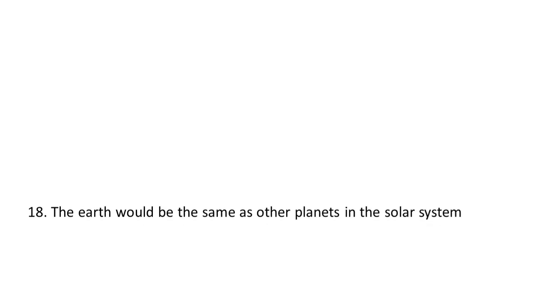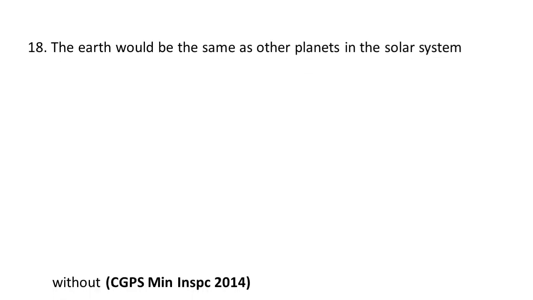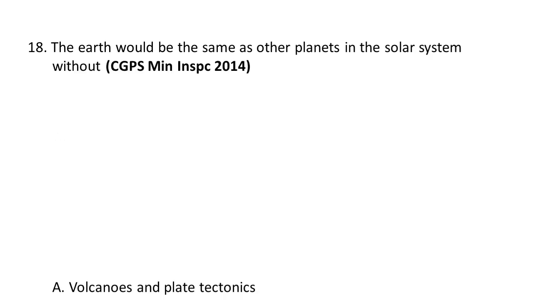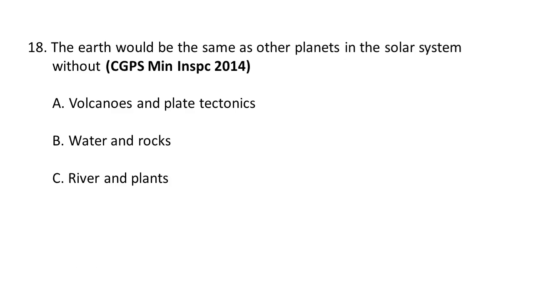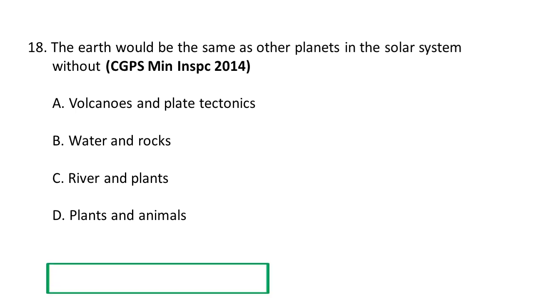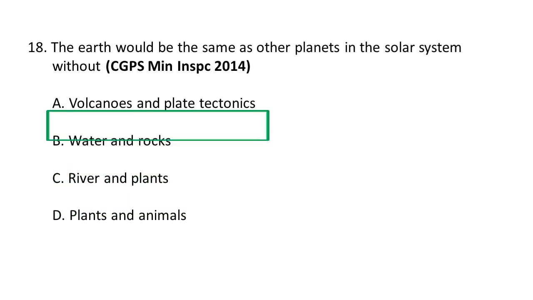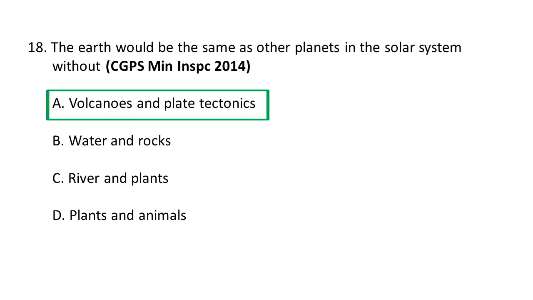Next question. The Earth would be the same as other planets in the solar system without A. Volcanoes and plate tectonics, B. Water and rocks, C. River and plants, and D. Plants and animals. The Earth would be the same as the other planets in the solar system without volcanoes and plate tectonics. A is the correct option.